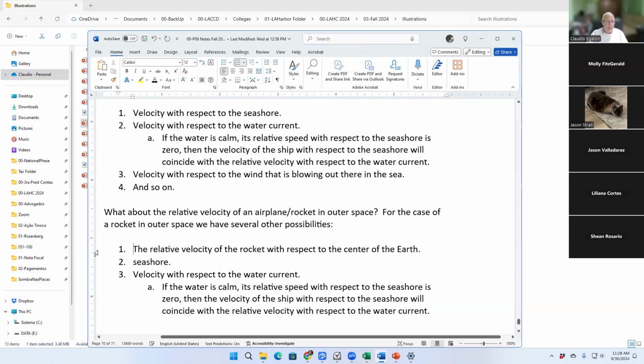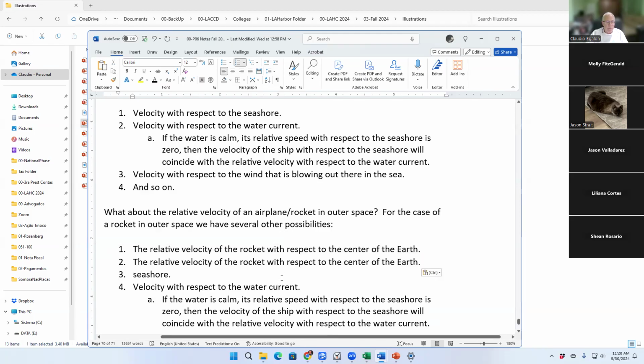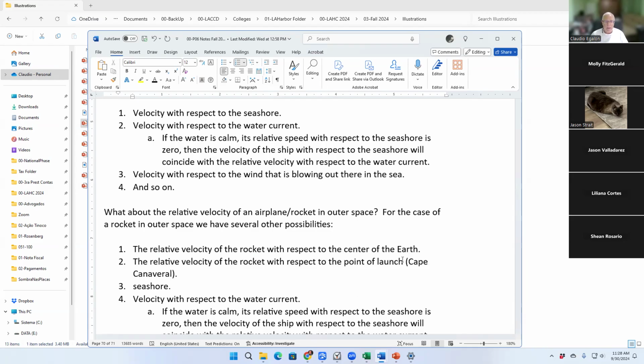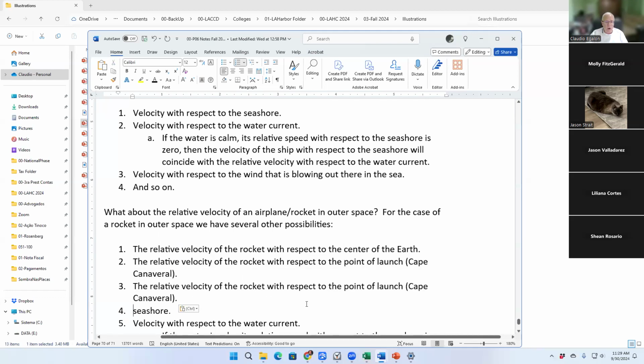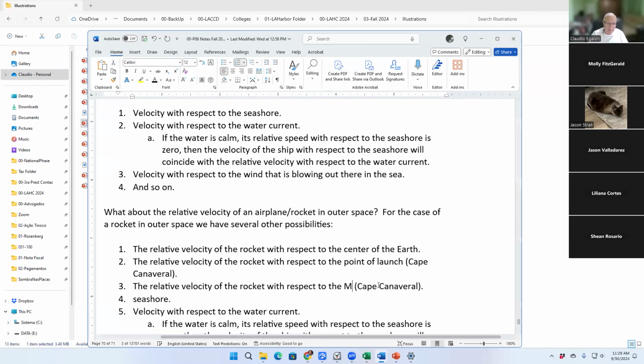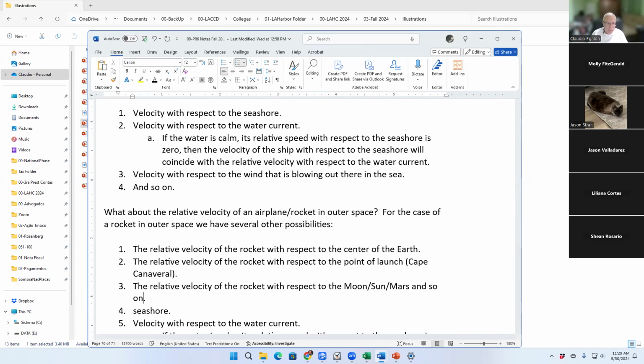But you also can have the relative velocity of the rocket with respect to the point of launch, Cape Canaveral, for instance. You can also say the relative velocity of the rocket with respect to the moon, which is going to be different. The relative velocity of the rocket with respect to the sun, with respect to Mars, and so on. Do you get the idea?